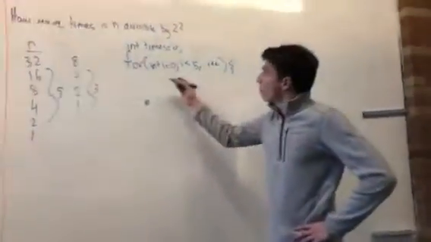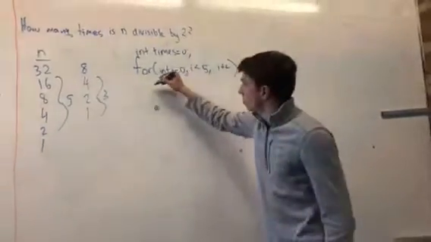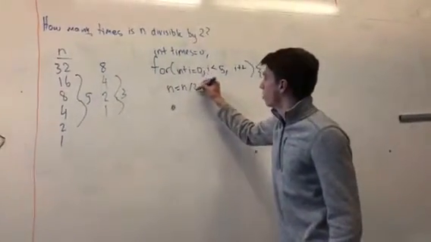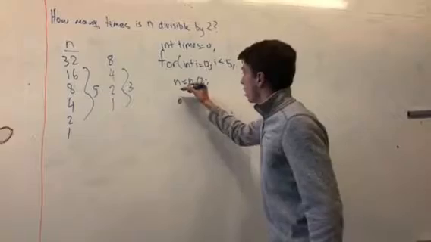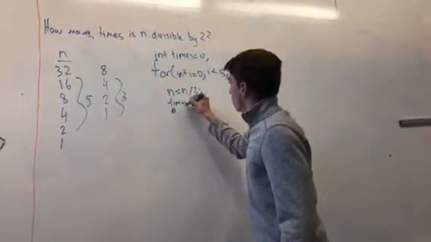And so now we know that we want to divide by 2. So n equals n divided by 2. And we want to also increment this times. So say times plus plus.